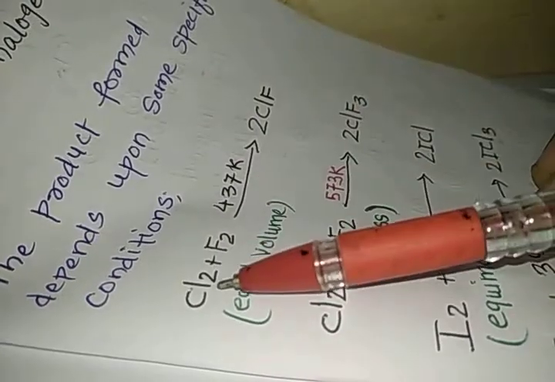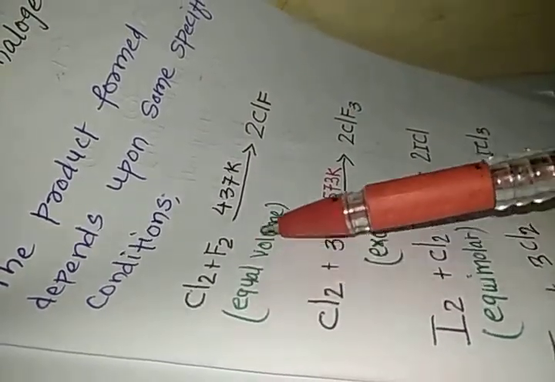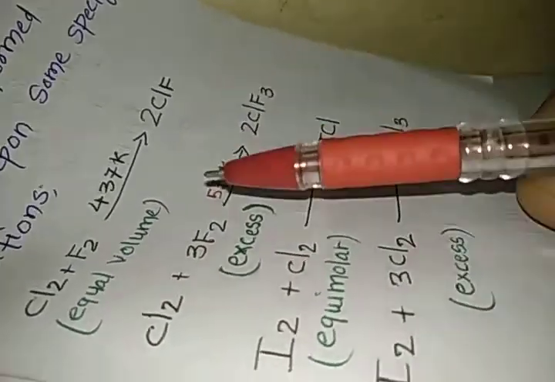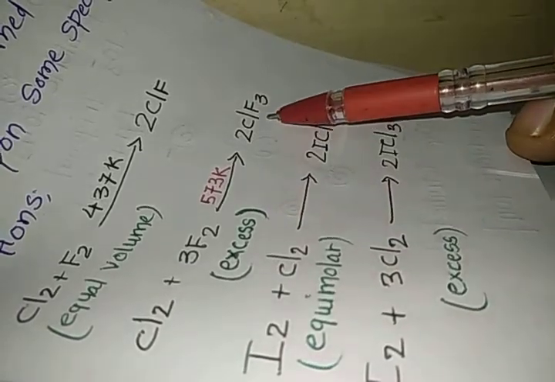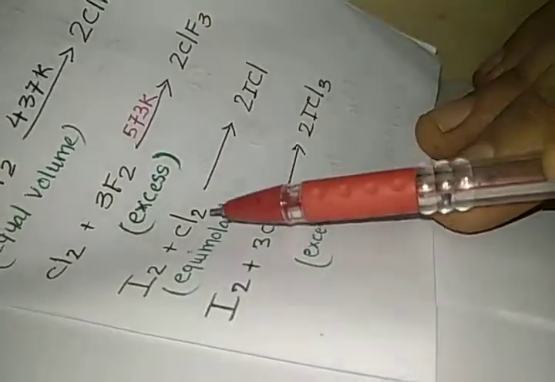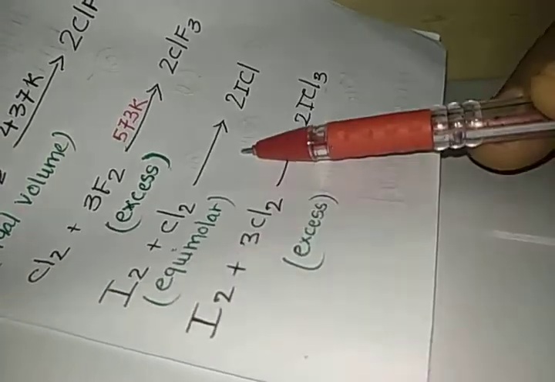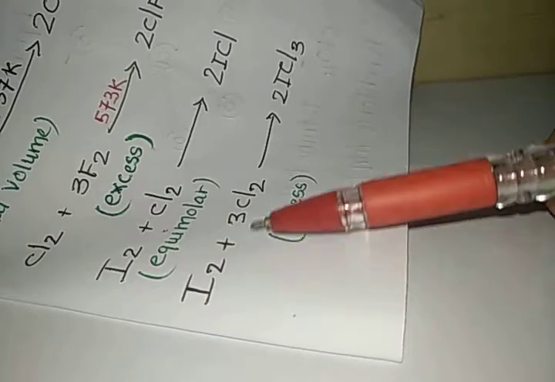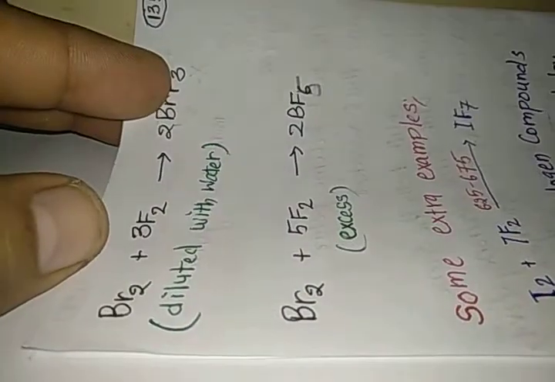For example, if we take equal volumes of chlorine and fluorine, we will get ClF at 473 Kelvin. But if we take excess fluorine at 573 Kelvin, then we get ClF3. If we allow iodine and chlorine in an equimolar mixture, then we get ICl. But if we take excess chlorine with iodine, then we get ICl3. So this is how conditions like excess of the element and temperature change the product.